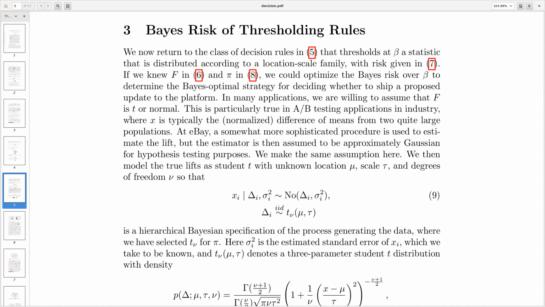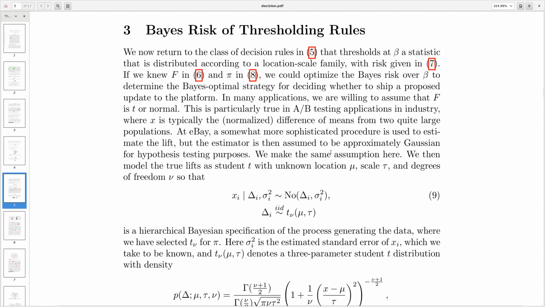In many applications, we are willing to assume that F is t or normal. This is particularly true for A/B testing applications in the industry, where X is typically the normalized difference of means from quite large populations.